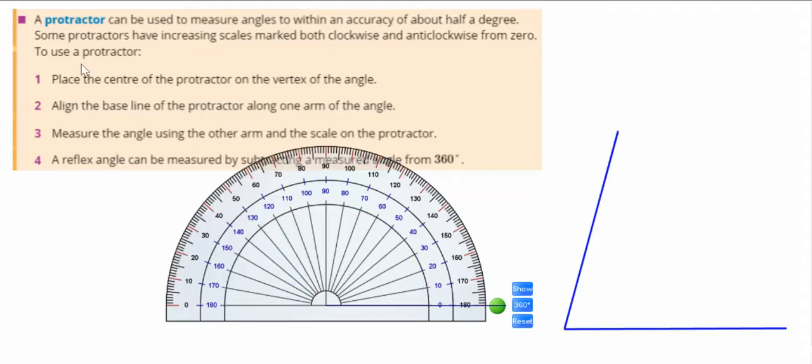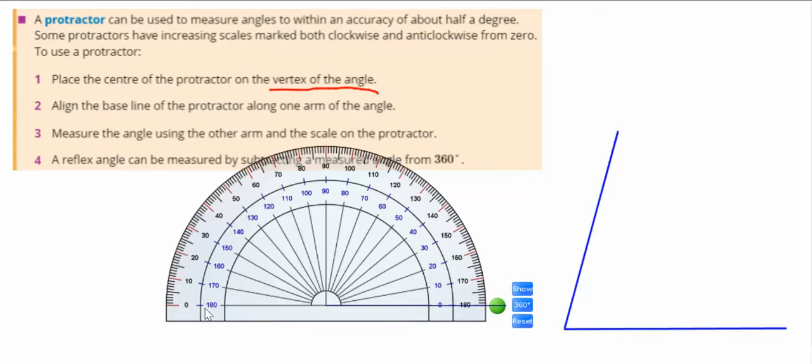All right, to use a protractor, there are 4 steps. If you've used protractors before, you may be able to skip over this. If you haven't, I'd go through this carefully. Place the center of the protractor on the vertex of the angle. The vertex, remember, is where the two arms meet down here. So our vertex is this little point where my cursor is squiggling around now.